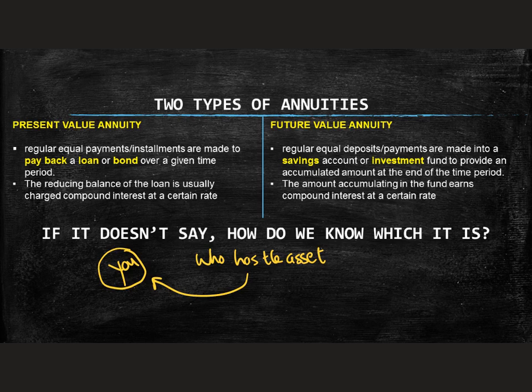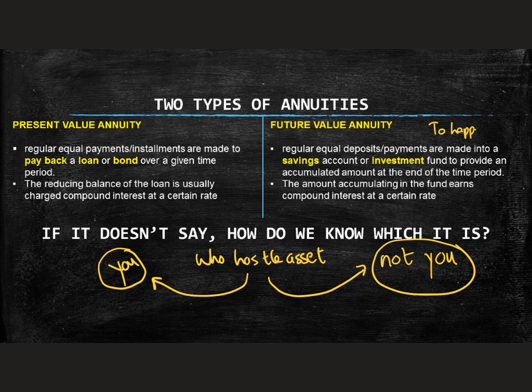The question when we ask who has the asset is not you. You're only going to get the asset. The asset that you have currently is a financial asset. You haven't saved up for the car yet, or you haven't saved up for the house yet. You haven't saved up for the overseas holiday yet. So none of it has been realized. So future value is still to happen, and the present value usually has happened. So you have the car already, or you live in the house already, or you've gone on the holiday already.